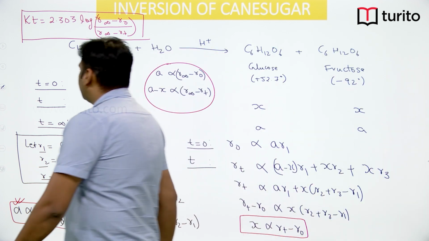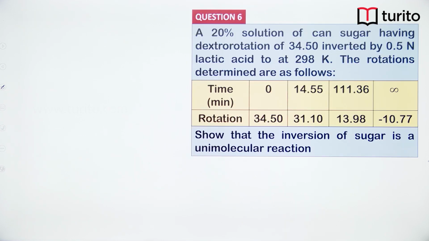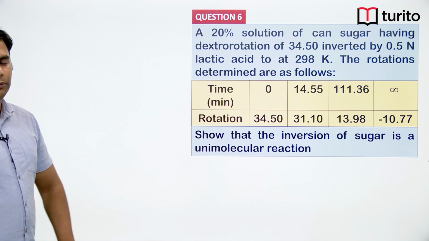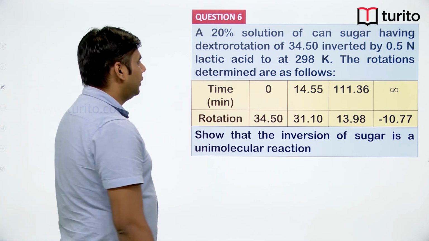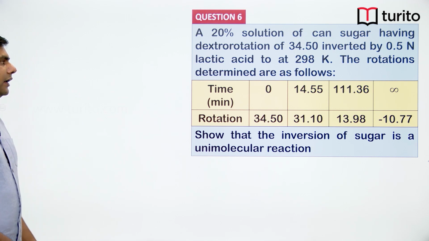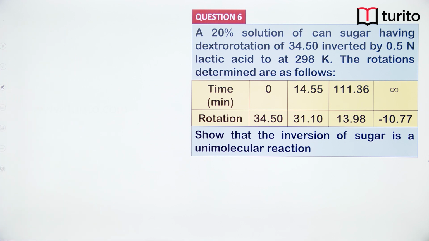So let us quickly do some questions on this, so we will get a better understanding. I hope you have written this down. This says that a 20% solution of cane sugar having dextro rotation, meaning it rotates plane polarized light in the clockwise direction, of 34.5, is inverted by 0.5 normal lactic acid at 298 Kelvin. The value is missing there. The rotations determined are as follows. Show that the inversion is a unimolecular reaction.